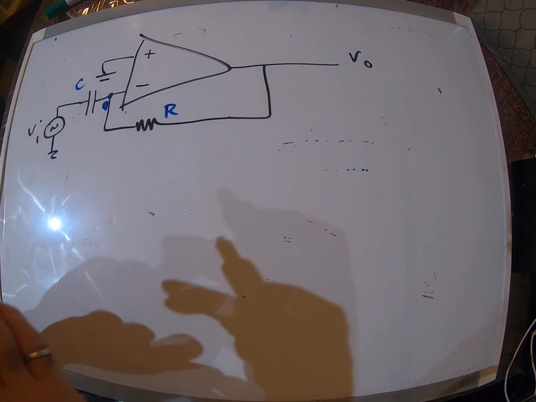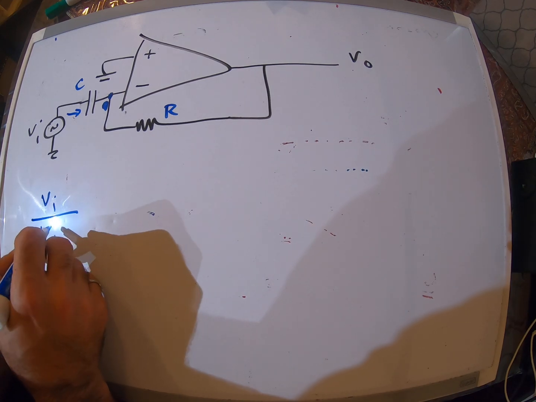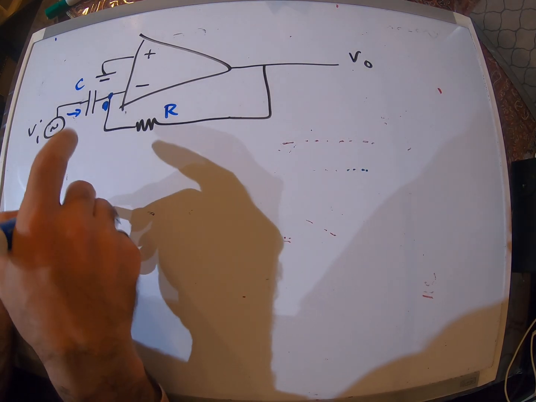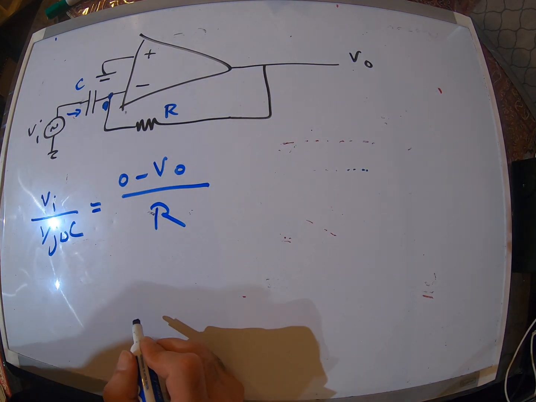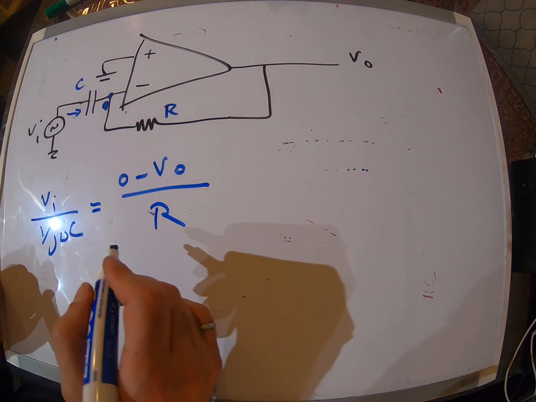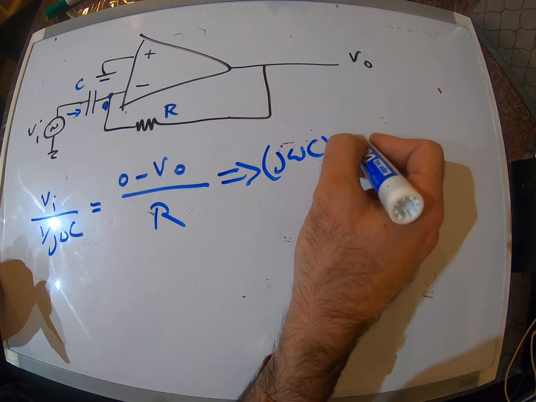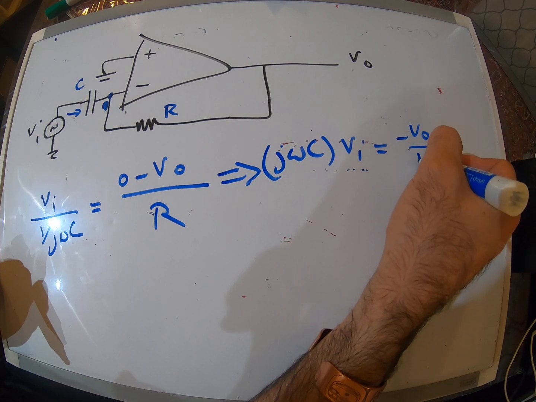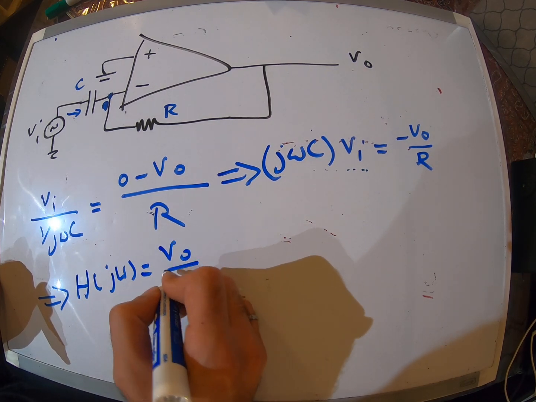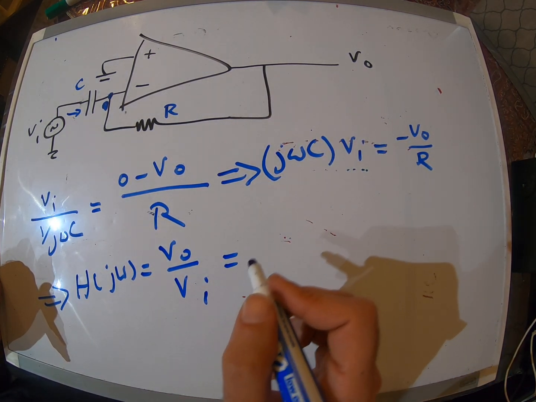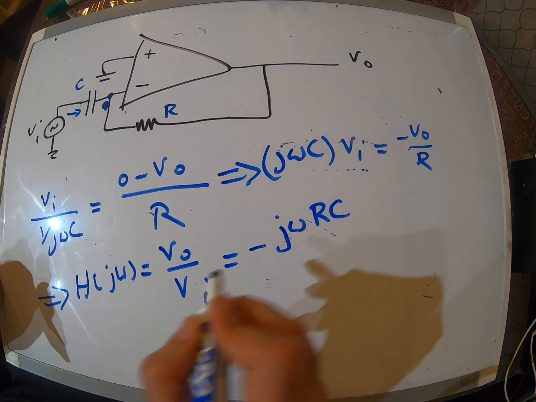So then this would be the current that goes here. It's going to be Vin divided by 1 over j omega C, and it's going to be equal to 0 minus VO divided by R. Okay, so now if I want to find VO, let me simplify this. It means that j omega C times VI is going to be equal to negative VO divided by R. So what is the transfer function H of j omega? If I define it as VO over VI, it's going to be equal to negative j omega RC.